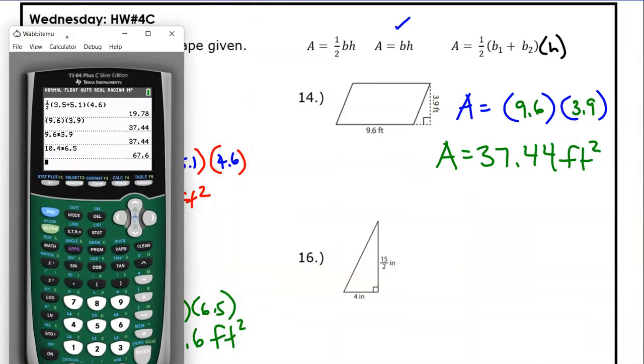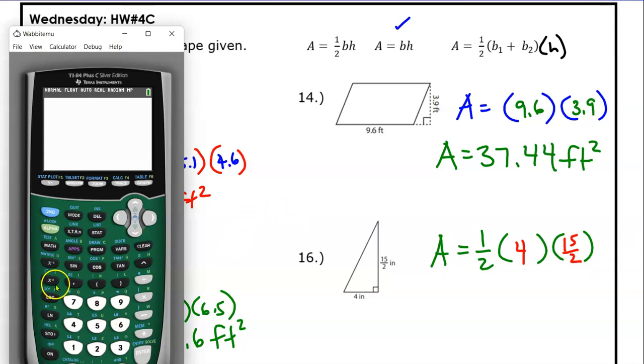And now for my last one, which is a triangle, and area equals half the base times the height. My base is 4, my height is 15/2, which is a scary fraction, but I don't have to worry because I'm going to use my calculator. I'm going to use my fraction button, which is in this menu. Yours is the ABC button. And once I'm out of the fraction, I'm going to times it by 4, so parentheses 4, and then parentheses 15 ABC 2, right? So 15 over 2.